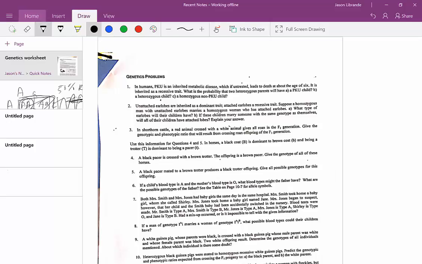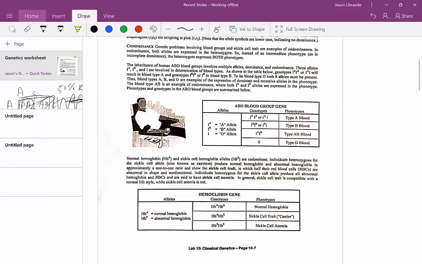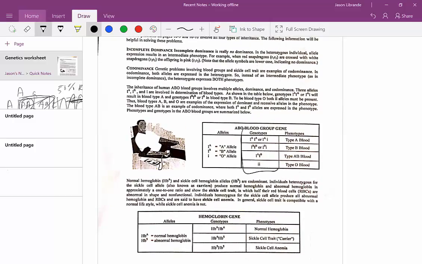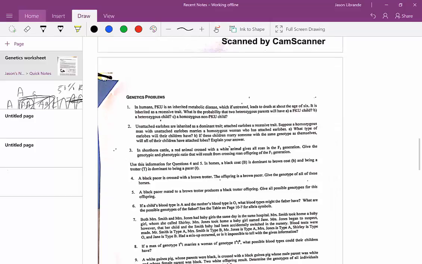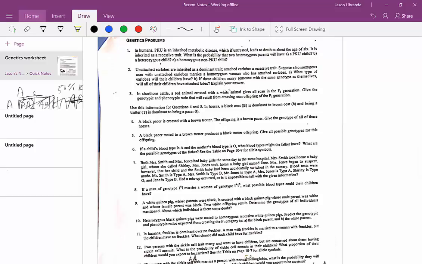Okay, so question 6 looks at blood type. So blood type is a codominant trait. So if you don't know what that is, if you go to the earlier parts of this packet here, it talks all about various blood types. And very importantly, the genotypes that go along with each. Okay, so if a child's blood type is A, and the mother's blood type is O, so O is ii, what blood types might the father have?